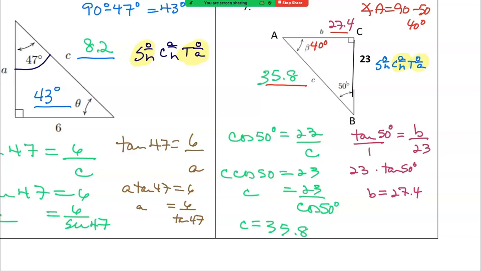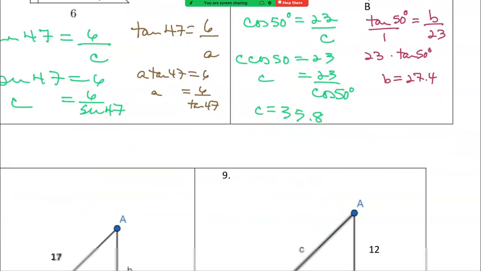Okay, are these answers reasonable? Well, the bigger the angle, the bigger the side, and that follows with my answers that I got. So therefore, those answers are reasonable. I don't see any glaring error that I'd have to reconsider my work.